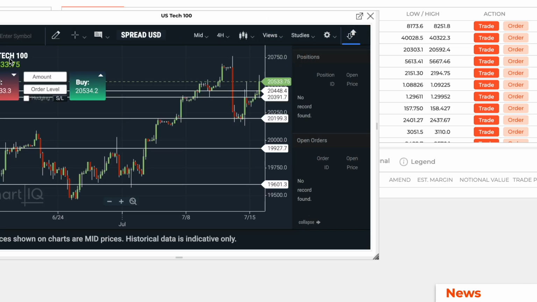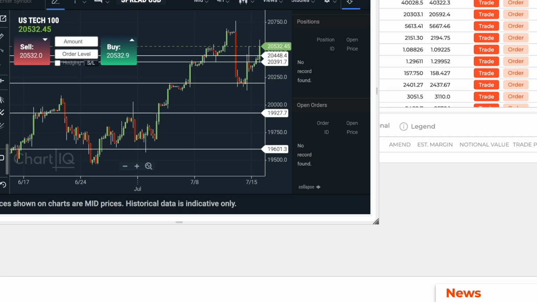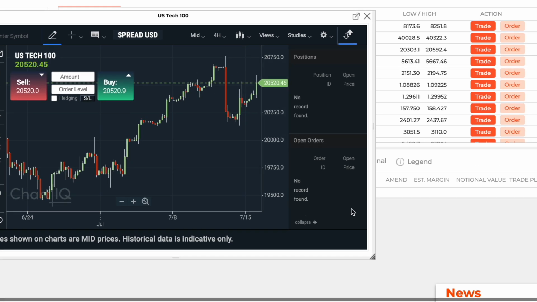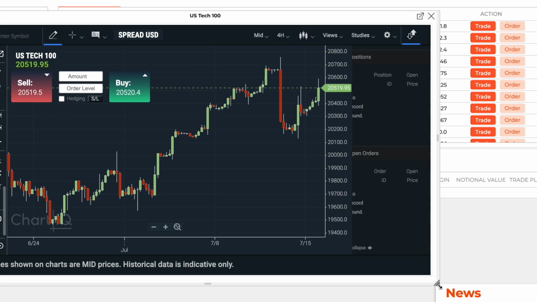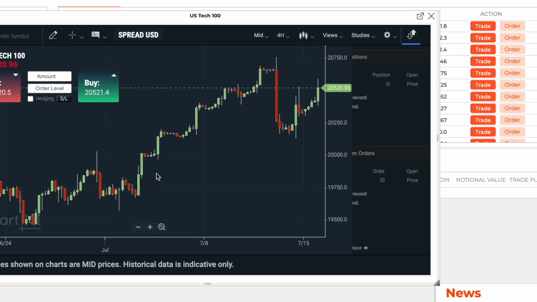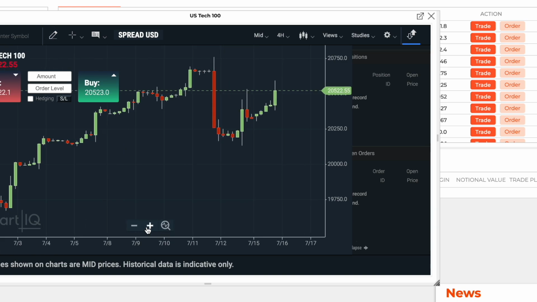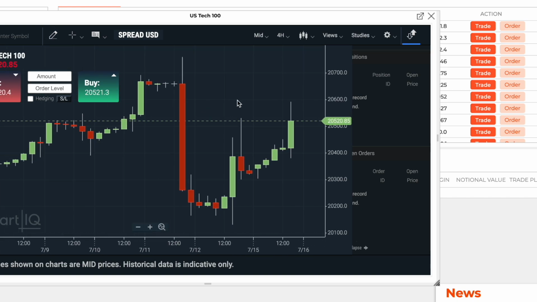So let's just remove this and go ahead and remove all of the drawings. US Tech 100, that's what we're using, which is the NASDAQ. Now guys, just to give you a quick reminder, what we're doing here is almost borderline gambling if you don't follow rules. And we're going to talk about these rules. But first, let us go ahead and map support or resistance.